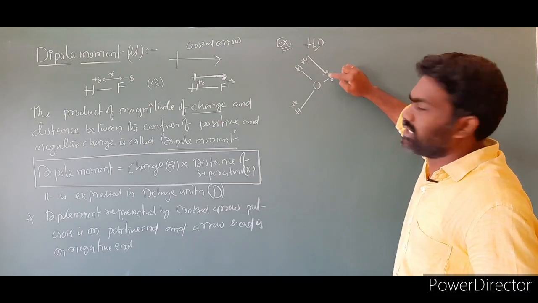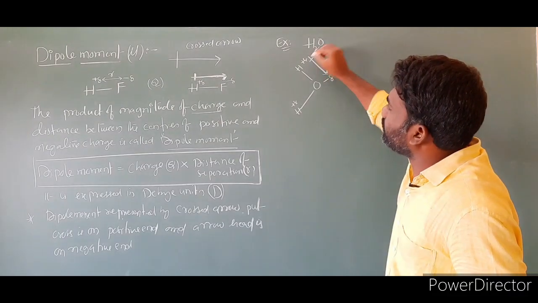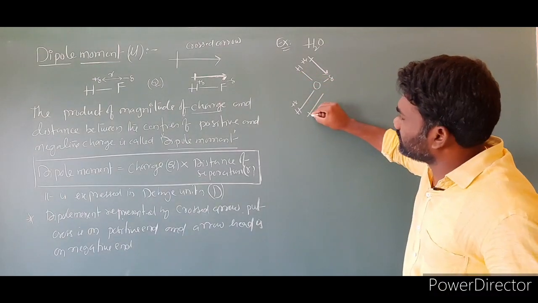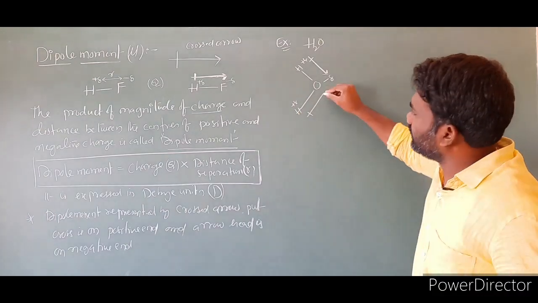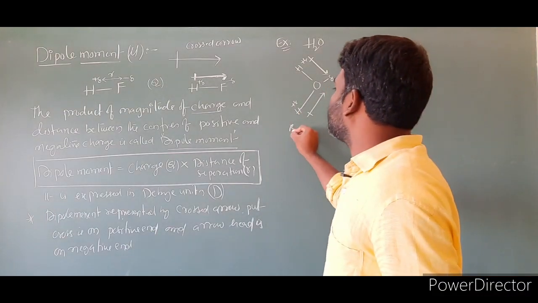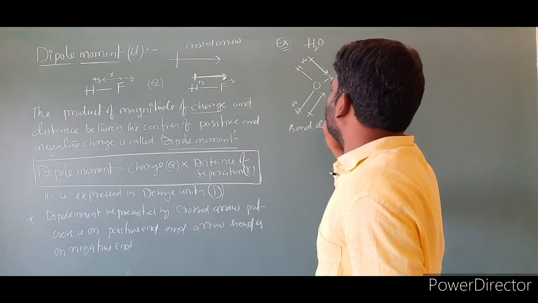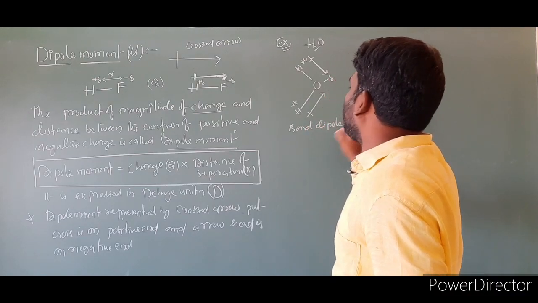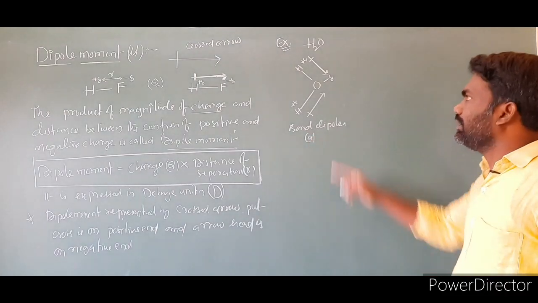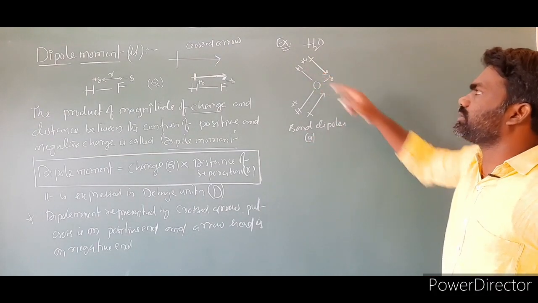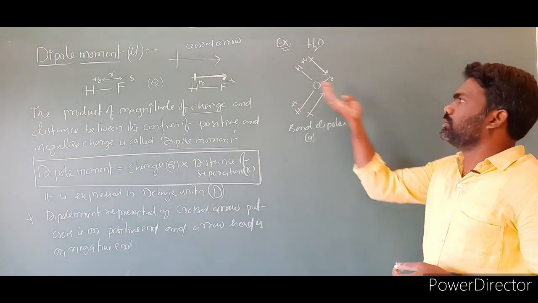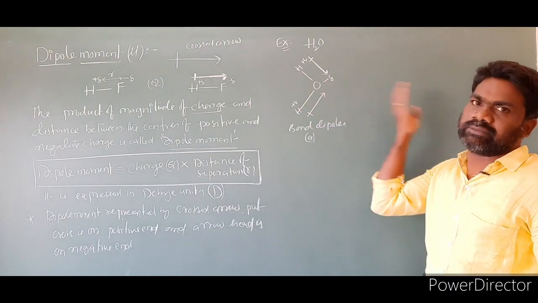So the arrowhead is on the negative end, and the cross is on the positive end for this bond. In this case too, the cross is on the positive end and the arrowhead is on the negative end. So these are the bond dipoles. This structure I am labeling as A. This bond dipole is towards this direction and this bond dipole is towards this direction. So both bond dipoles are in the same direction.